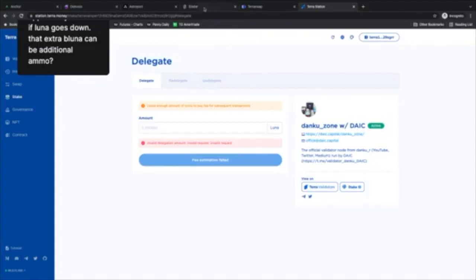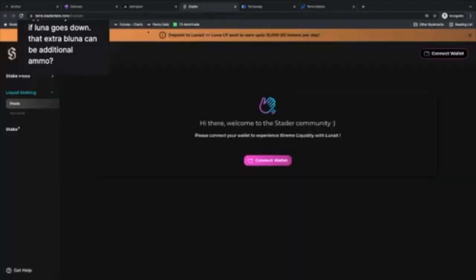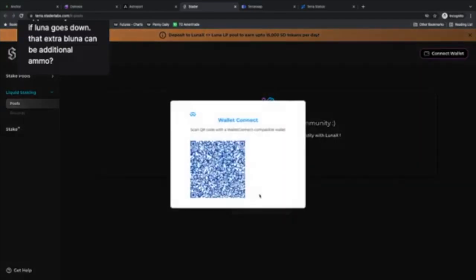So Stater, which we like to talk about a lot. terra.staterlabs.com has something called liquid staking. So let me connect my wallet here. And again, I think you guys have seen all these spots that I'm going to. Essentially, I'm just connecting my Terra Station wallet, and it just pulls it up.